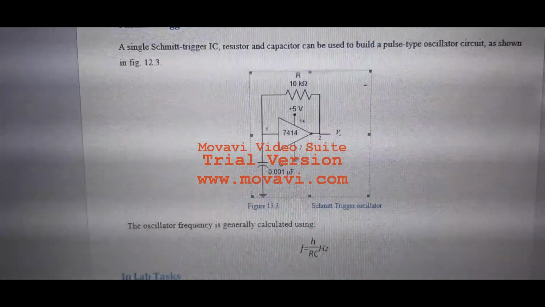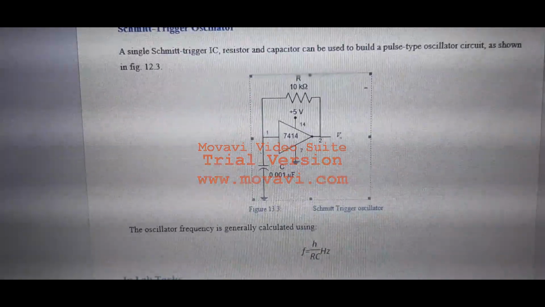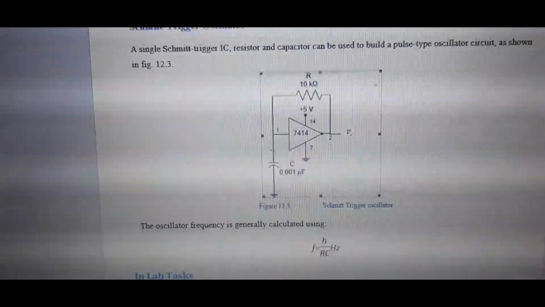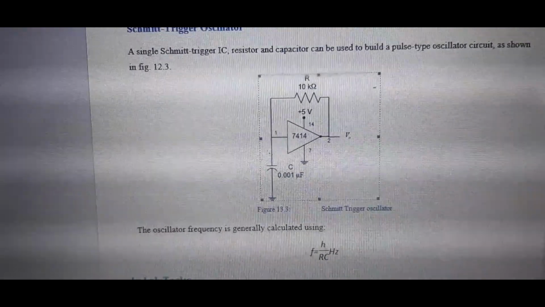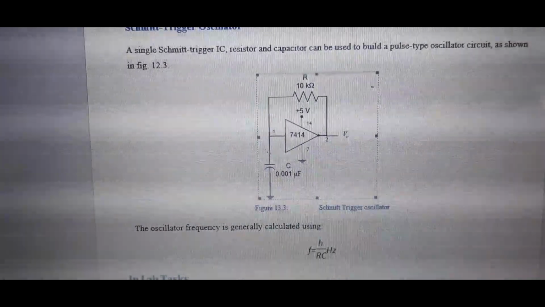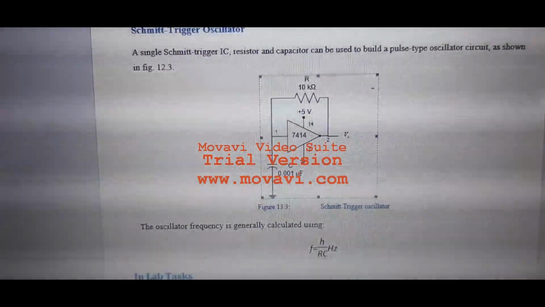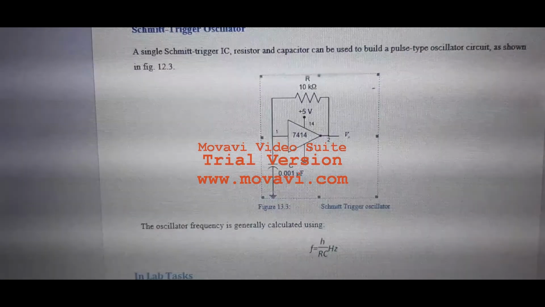In the lab task, we will use 3 different values of the capacitor to produce a different frequency of oscillation. First, we will use the 1 nanofarad capacitor, then the 10 nanofarad capacitor, then the 1 microfarad capacitor, just to show you the difference between the frequency of oscillations.